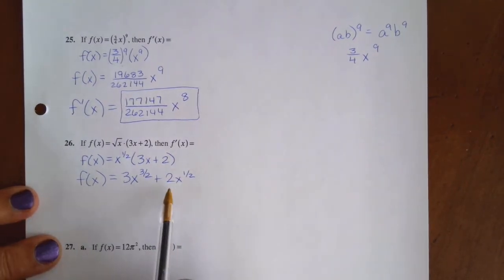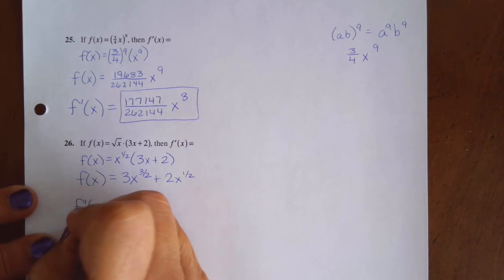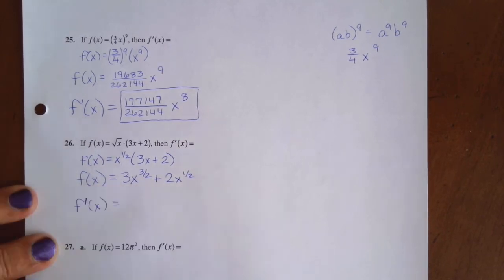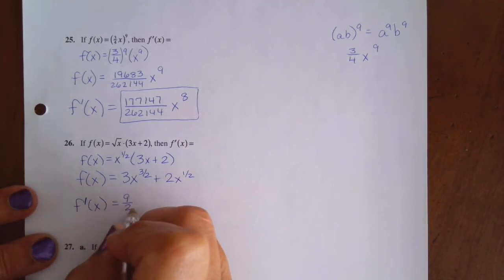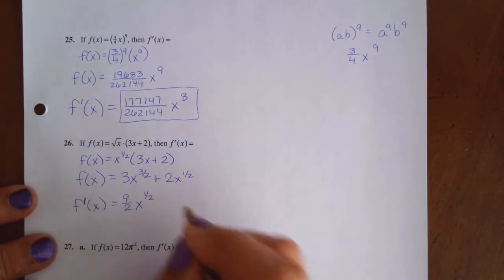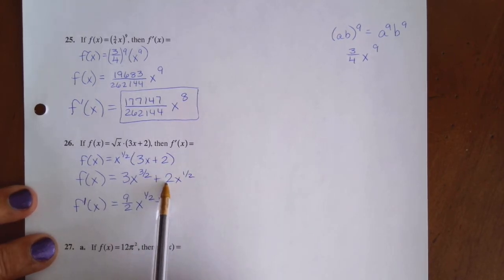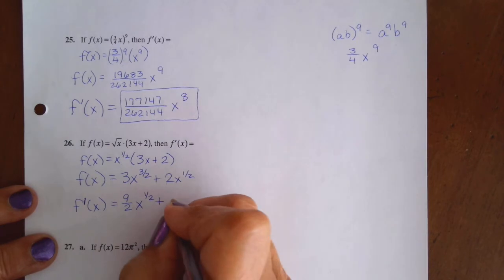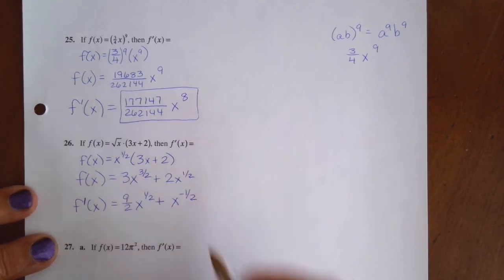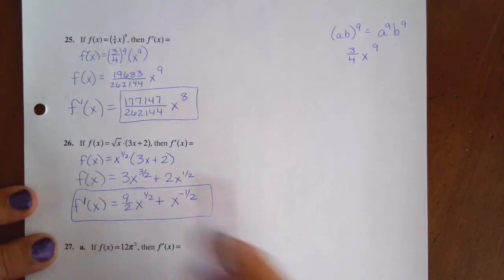All right, so now we have it ready to find a derivative. So now we can find f prime of x. Okay, so we're going to take the exponent and multiply it. So 3/2 times 3 is 9/2. Subtract 1 from 3/2, that gives you 1/2. Plus, multiply 1/2 times 2, that's 1. Subtract 1 from the exponent, negative 1/2. You could put a 1 there, that's fine. So there's your derivative.